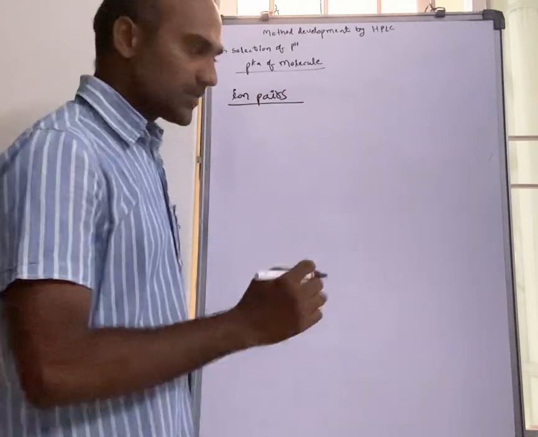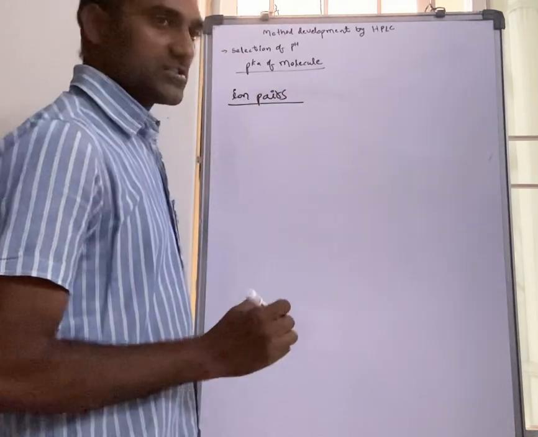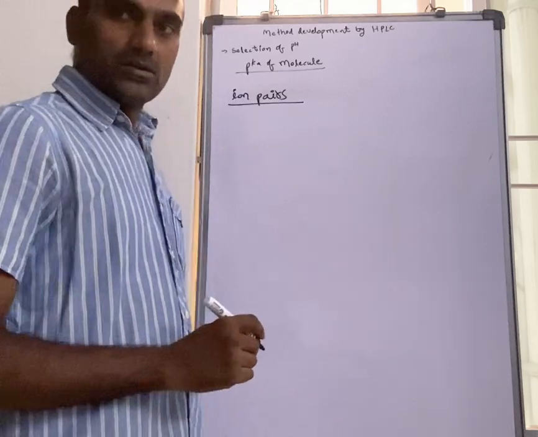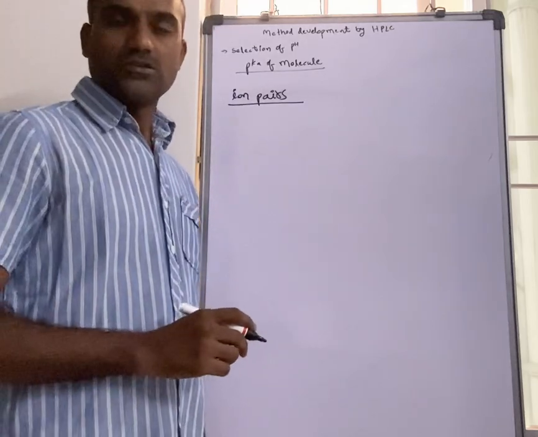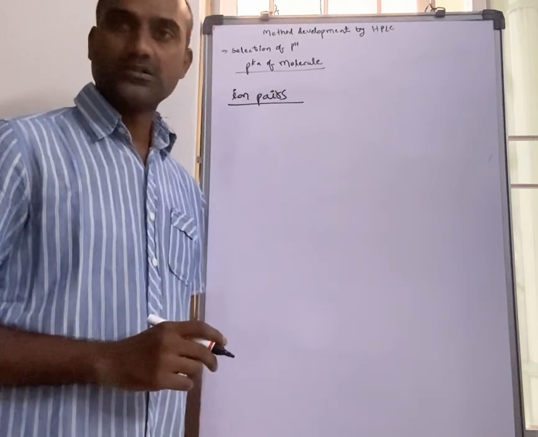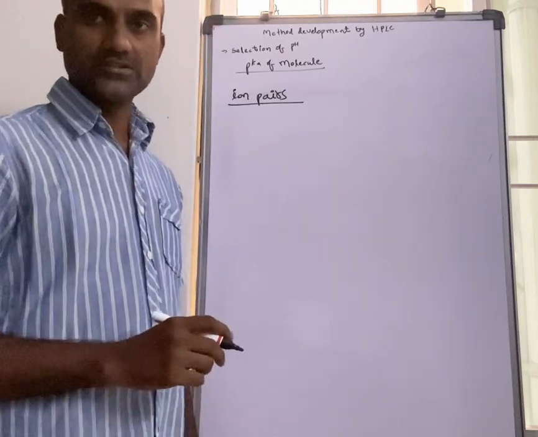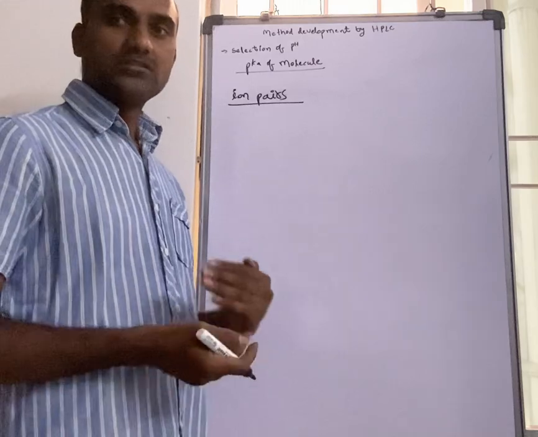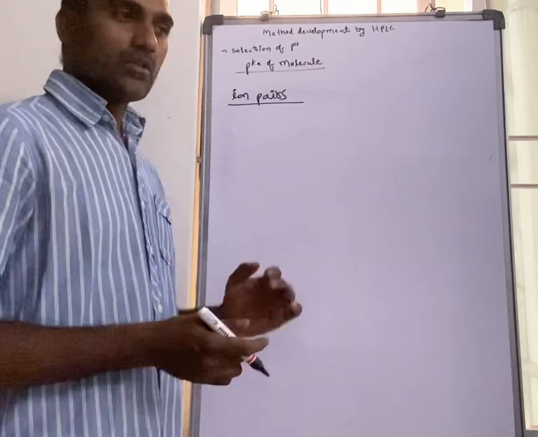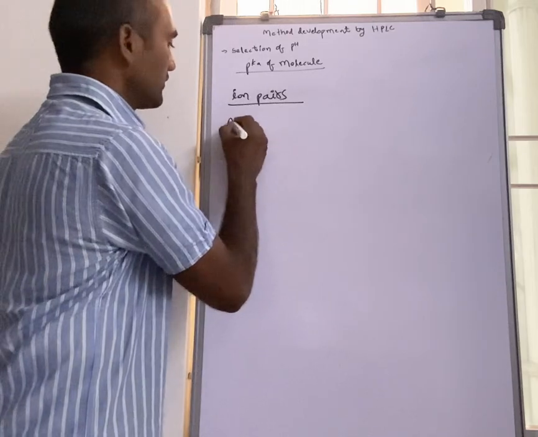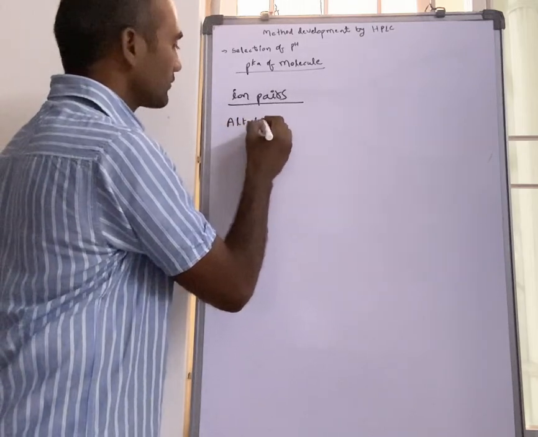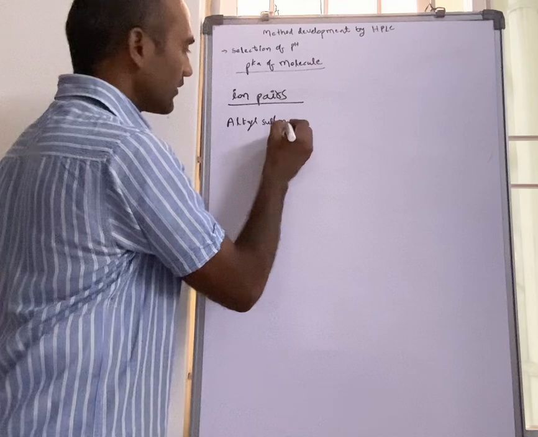What are these ion pairs? Alkyl sulfonates, means hexane sulfonic acid sodium salt, heptane sulfonic acid sodium salt, those are alkyl sulfonates. Okay, those alkyl sulfonates, they are acidic in nature.